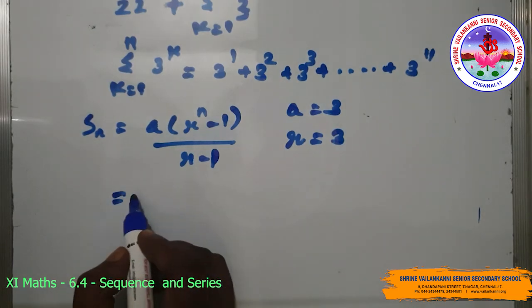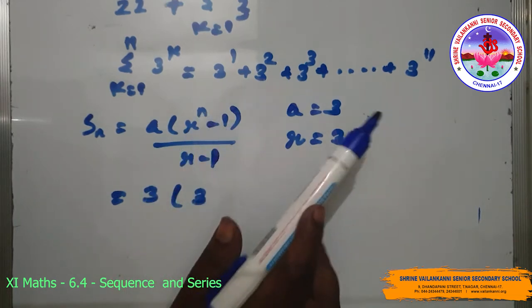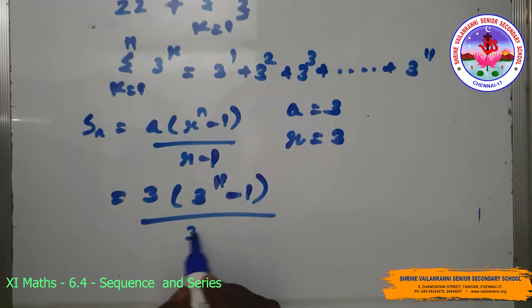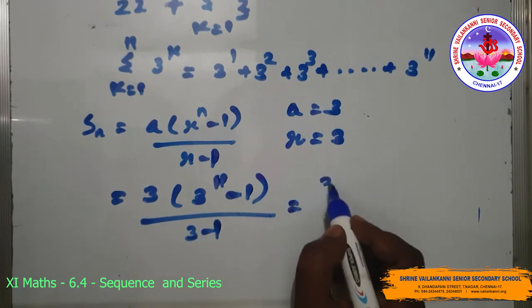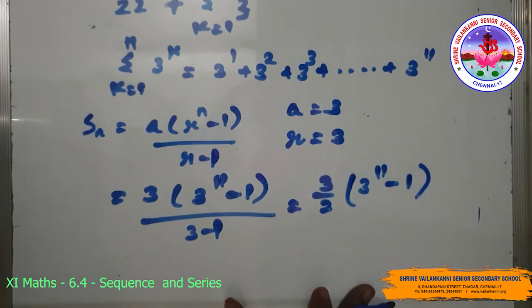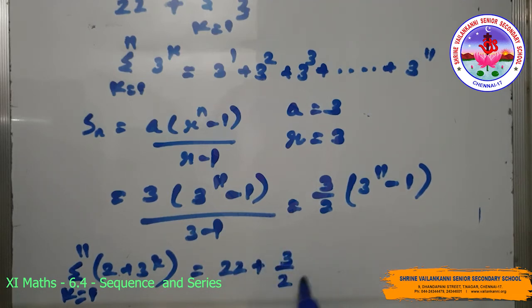So substitute the values of a and r: 3 into (3 power 11 minus 1) whole by (3 minus 1), which is equal to 3 by 2 into (3 power 11 minus 1). So sigma k equal to 1 to 11 of 3 power k is equal to 3 by 2 into (3 power 11 minus 1). So substituting the value of sigma 3 power k, sigma k equal to 1 to 11 of (2 plus 3 power k) is equal to 22 plus 3 by 2 into (3 power 11 minus 1).